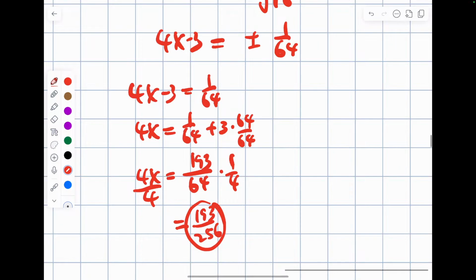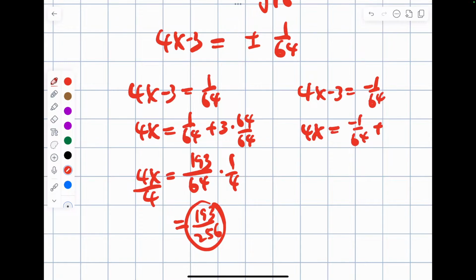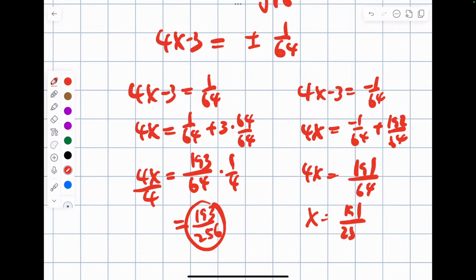All right. So 4x minus 3 is equal to negative 1 over 64. This is very similar, but 4x equals negative 1 over 64 plus 192 over 64. So that's equal to 191 over 64. So x equals 191 over 256. And those are the two answers. If you graph it, you're going to find two answers.